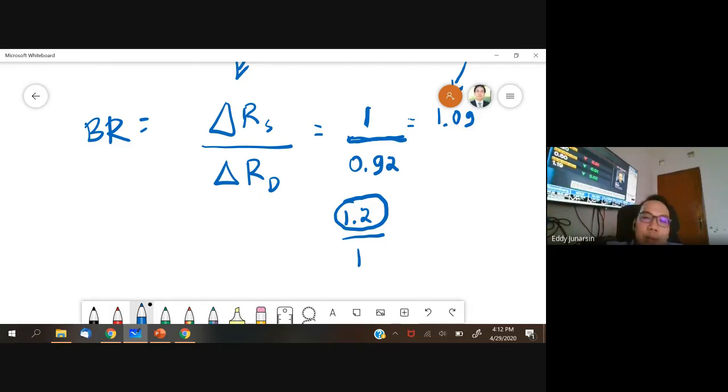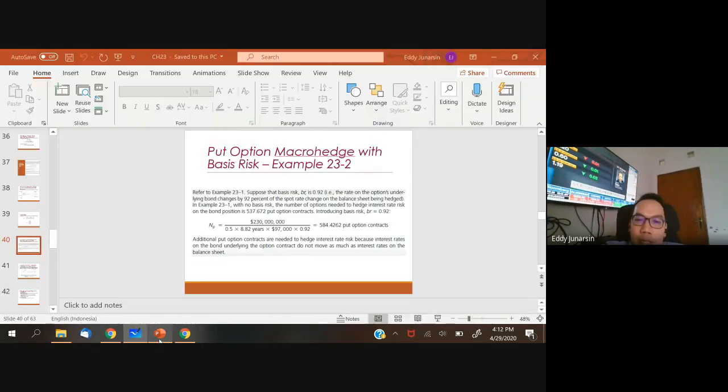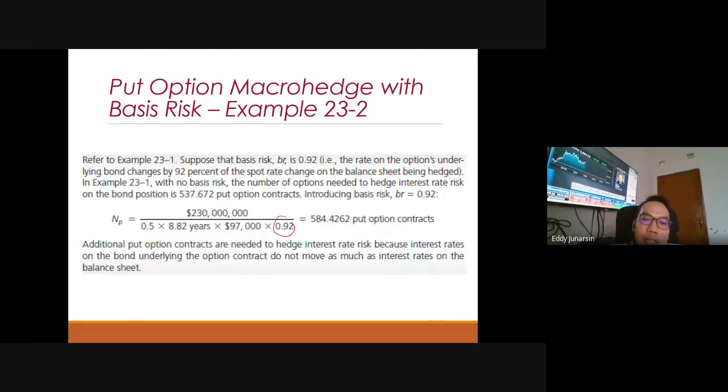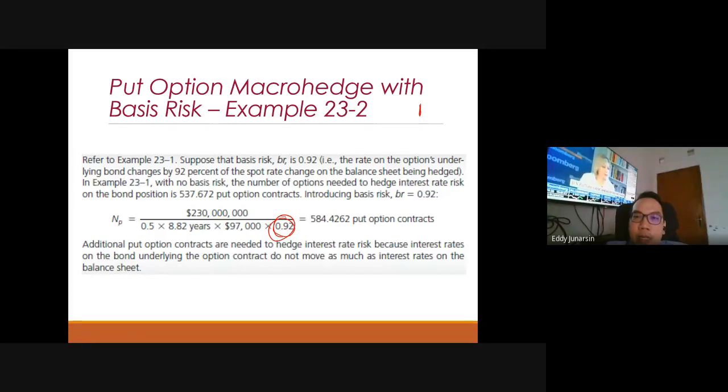Okay, so this is not something to be memorized. You don't need to memorize where to put the basis risk. It depends on the story, right? So in this story, what's the story again? A 1% increase in interest rate in the spot market, in the real world, is followed by a 0.92% increase in the interest rate in the derivative world. That's why the 0.92 is in the denominator. Okay, so this is not something that you need to memorize. It depends on the story.